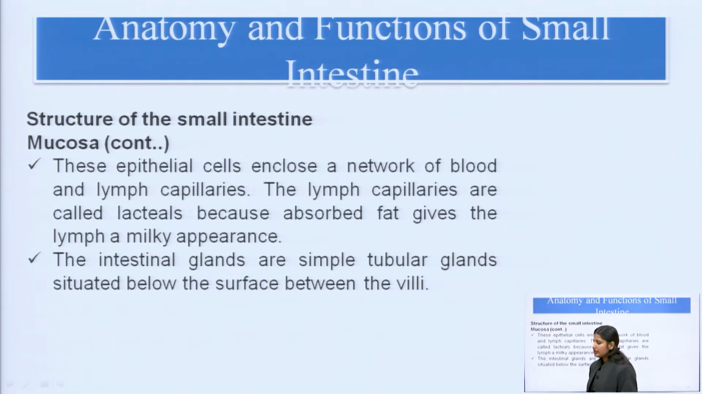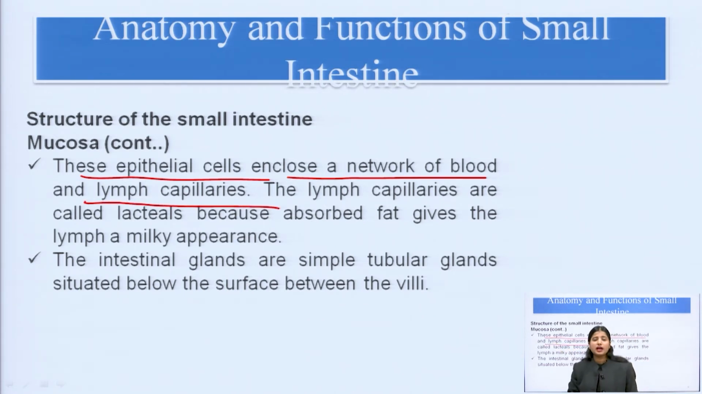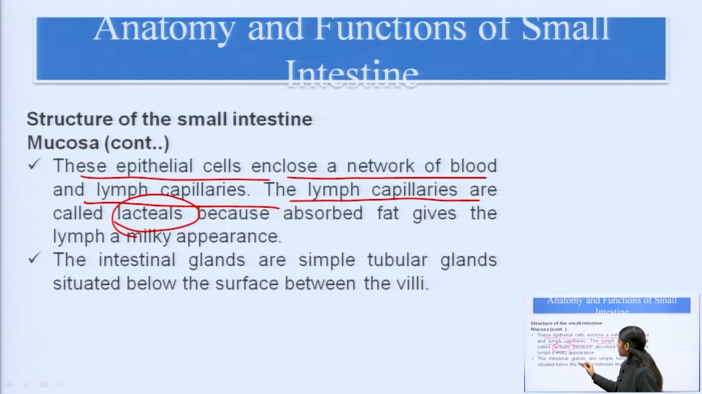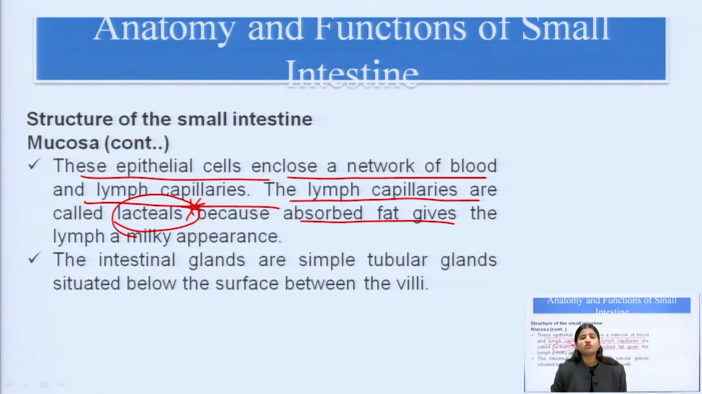Now, see these epithelium cells or enterocytes enclose a network of blood and lymph capillaries. There are lymph capillaries present, there are blood capillaries present. The lymph capillaries are called lacteals. There is one name which needs to be star marked. The lymph capillaries are lacteals, because they are absorbing the fat, which is giving the milky appearance to the lymph. That is why we are naming them lacteals.